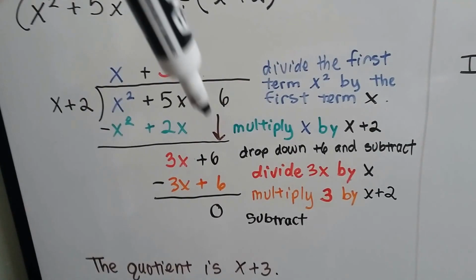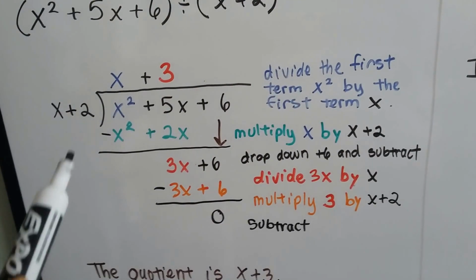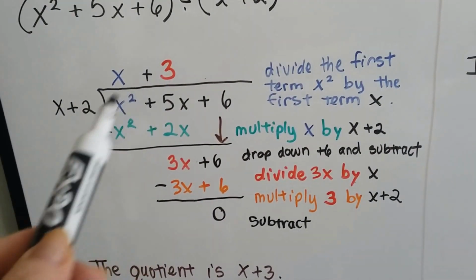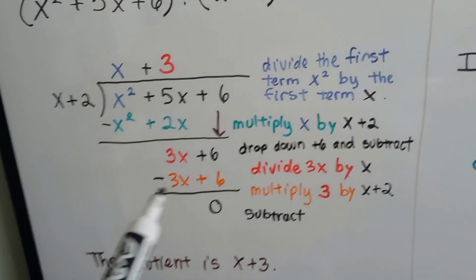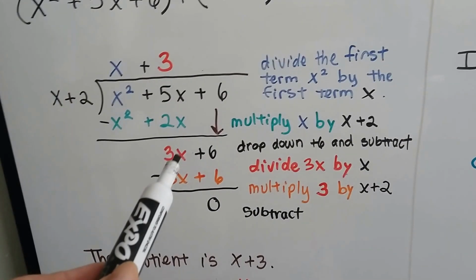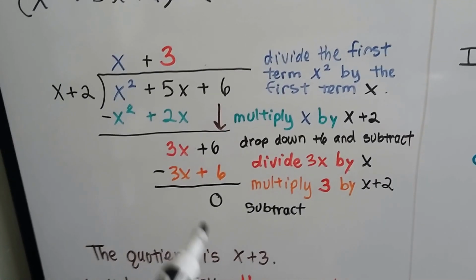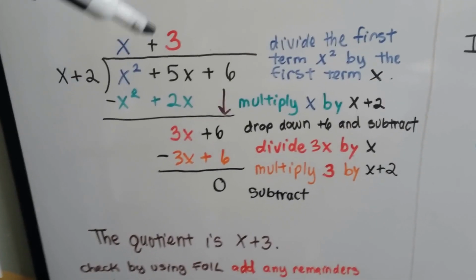Now we multiply this 3 times x plus 2. That gives us 3x plus 6. It's our orange. And now we subtract this 3x plus 6 from this 3x plus 6, and we get a 0, and we have a remainder of 0. So our quotient is x plus 3.